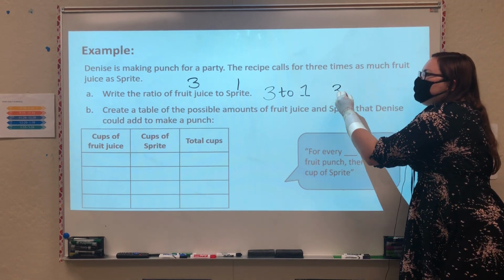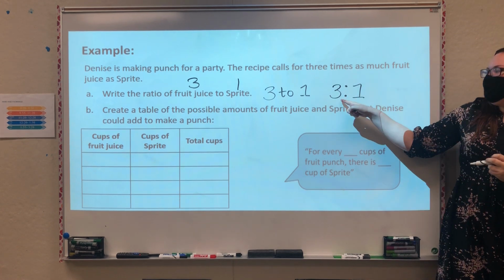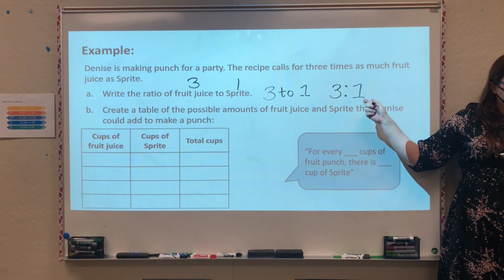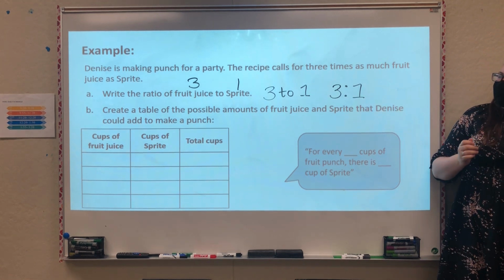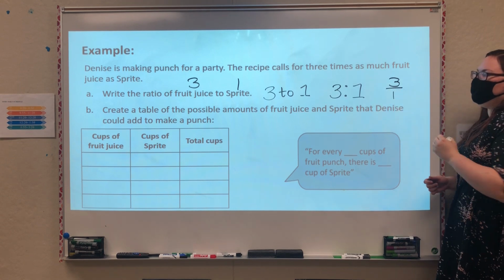Option number 2 is using this colon here. You read this the same way you read this. If I see this, I would say 3 to 1. And then the last way is with a fraction. You can say 3 to 1 like that.